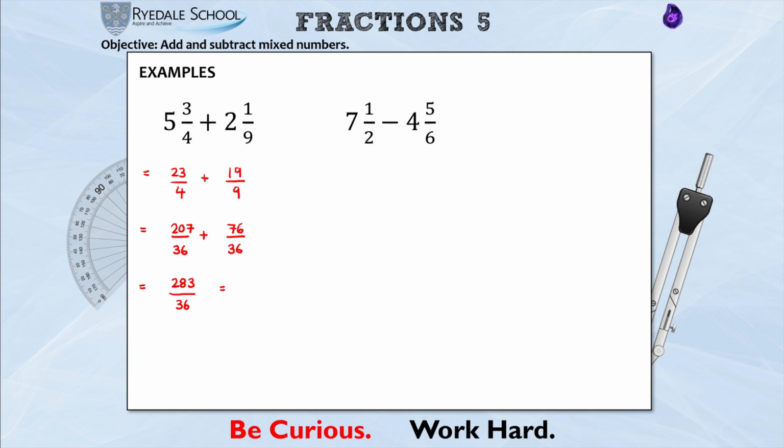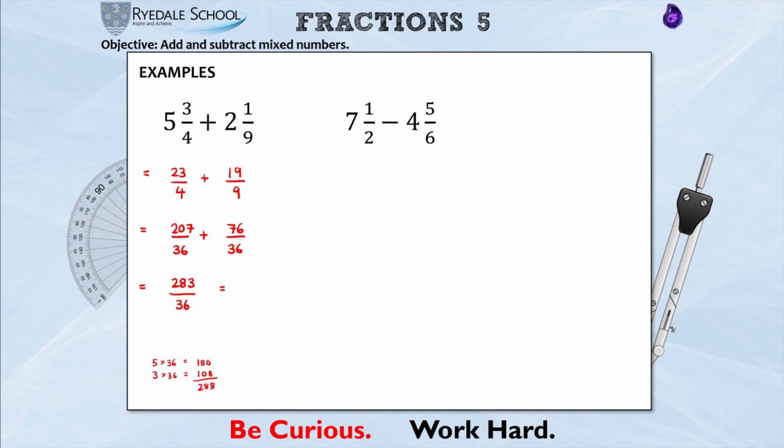Now this is where the challenge is going to be, trying to turn this back into a mixed number, because how many 36s go into 283? So let's think about this for a moment. If you count up in 36s, I'm just going to do a bit of working out. I know that 5 36s is 180. If I have 3 more 36s, that would be 108. And that would be 288.